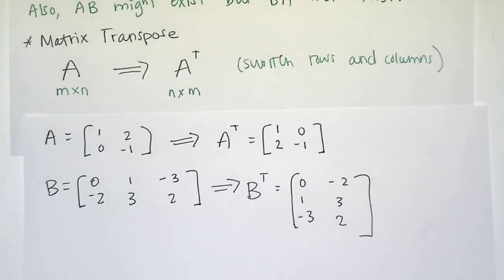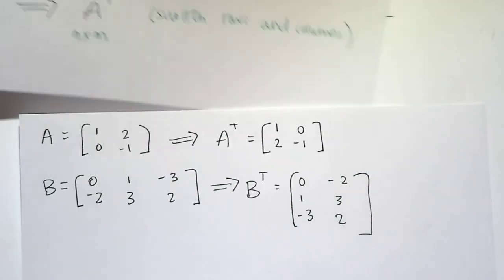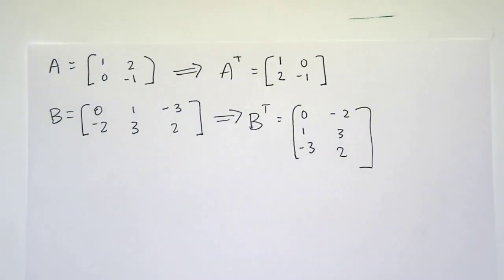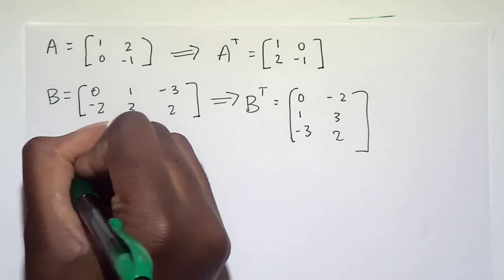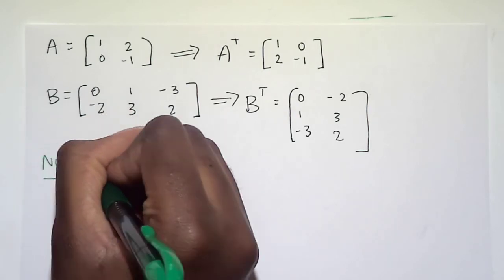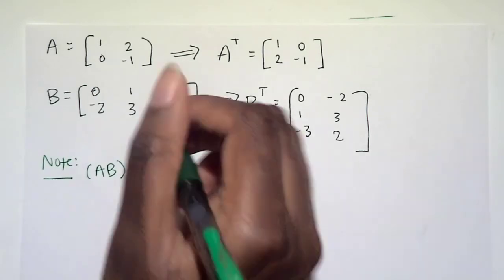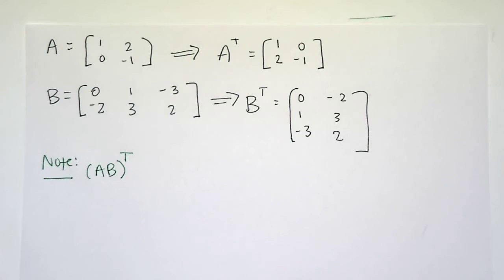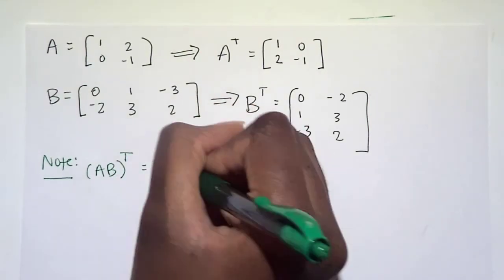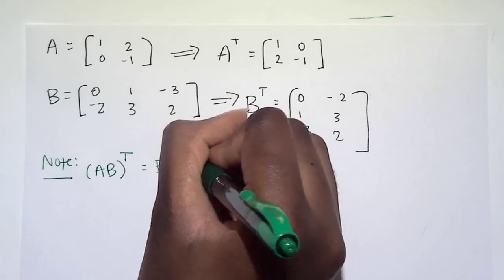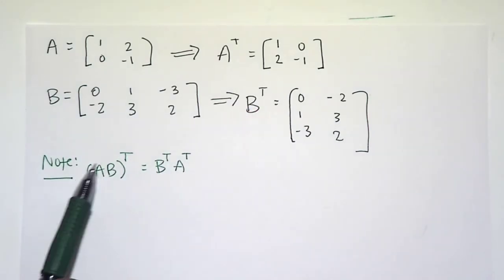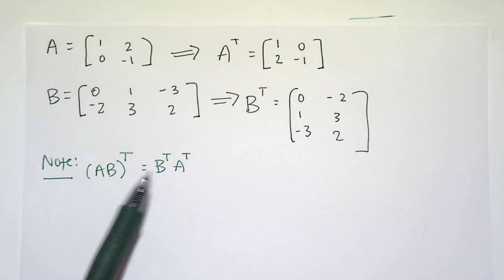All right, and then let's talk about one final thing about transpose matrices. I'll write it as a little note here. If you take the product of A times B first and then transpose that result, that's actually the same as taking B transpose times A transpose. So you can't just distribute out the transpose. It's not going to be the same. And then I will show you.